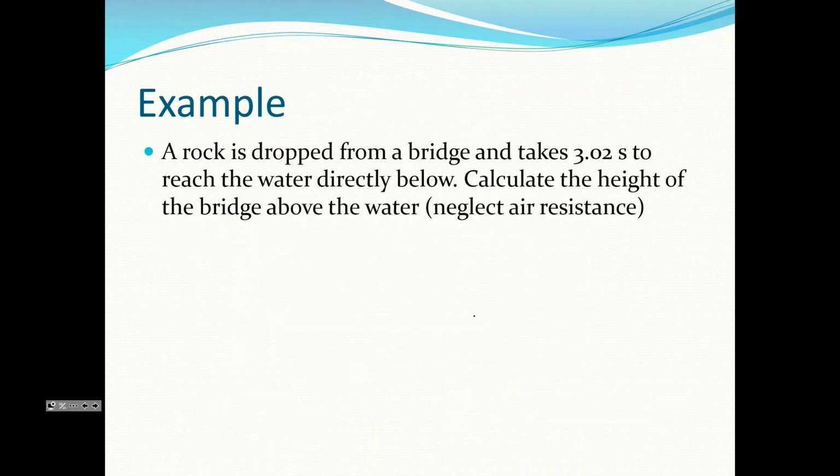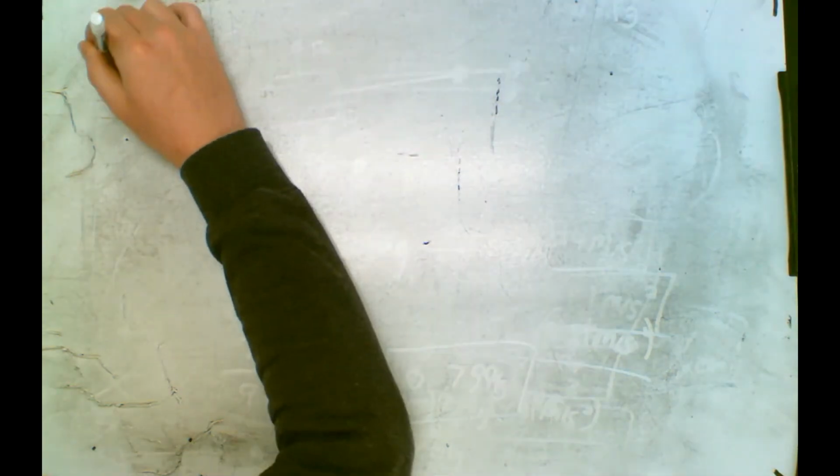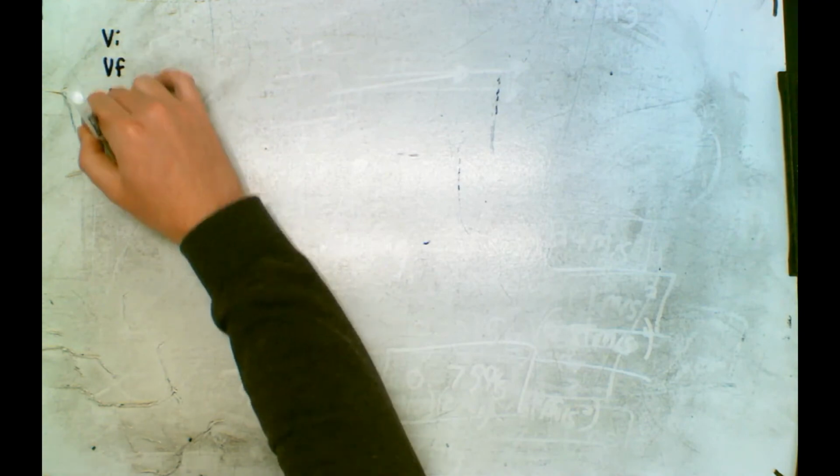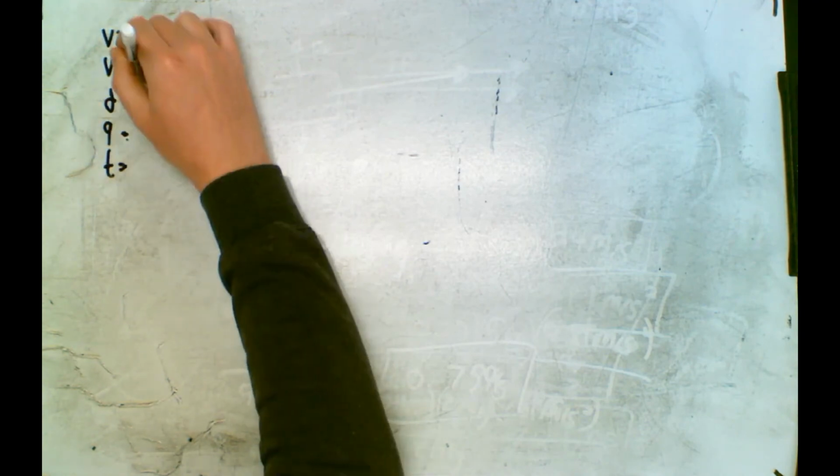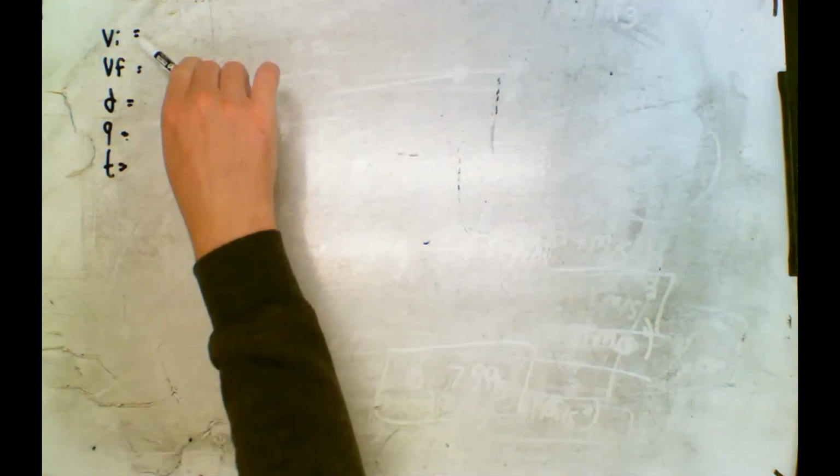So let's do an example. A rock is dropped from the top of a bridge. It takes 3.02 seconds to reach the water directly below it. Calculate the height of the bridge above the water and neglect air resistance. So how you do these questions is you always start off with VI, VF, D, A, T, or if you're cool, you can do VI, VF, DAT, right?